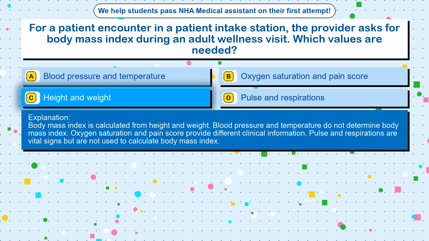Body mass index is calculated from height and weight. Blood pressure and temperature do not determine body mass index. Oxygen saturation and pain score provide different clinical information. Pulse and respirations are vital signs but are not used to calculate body mass index.